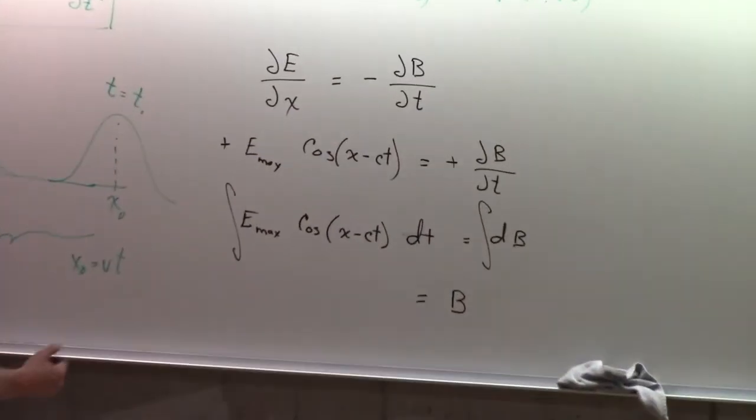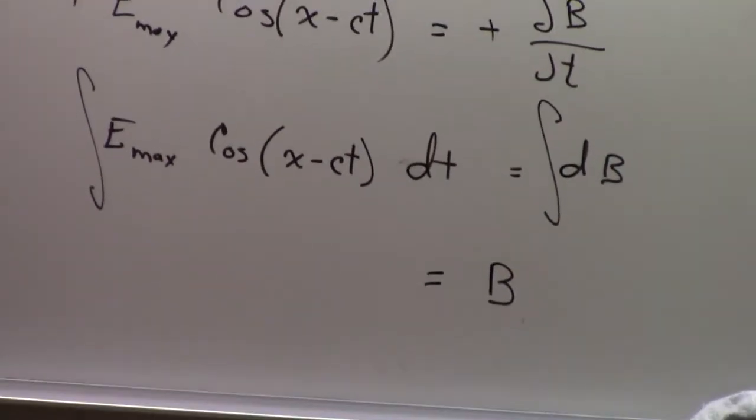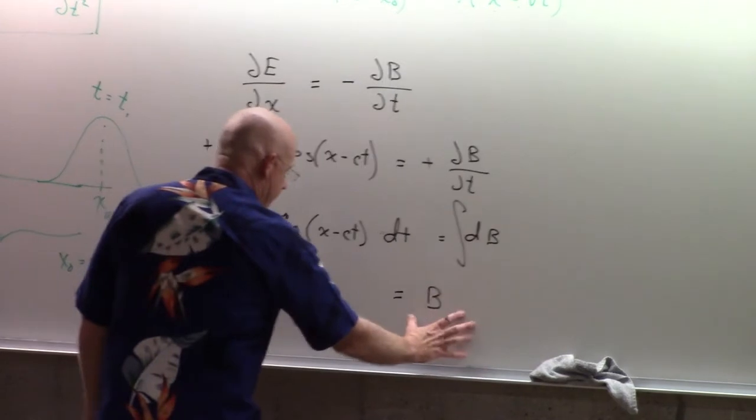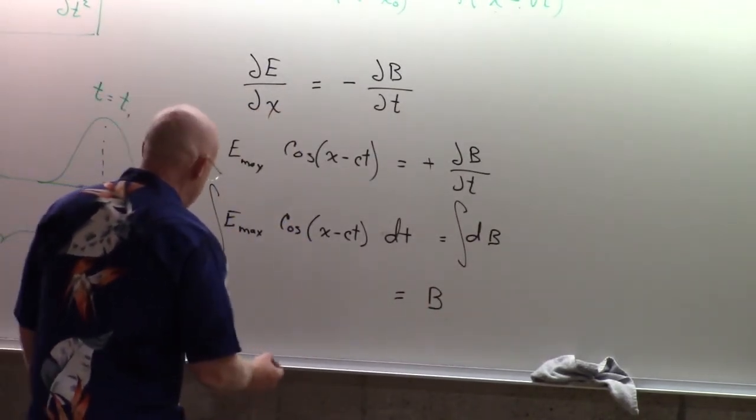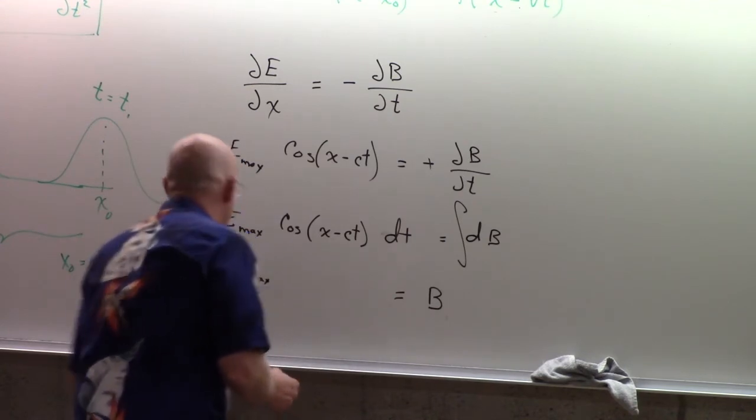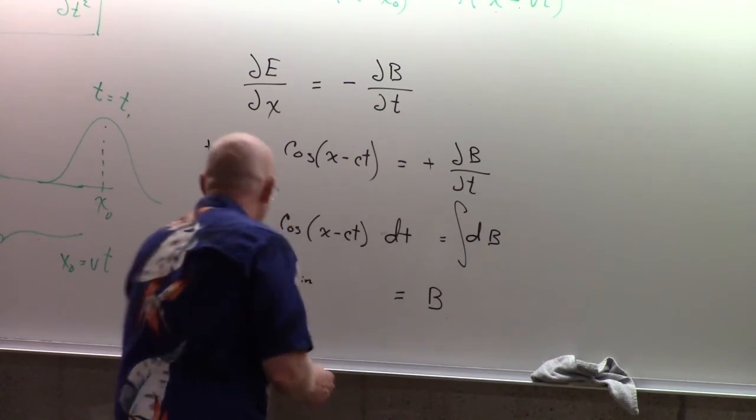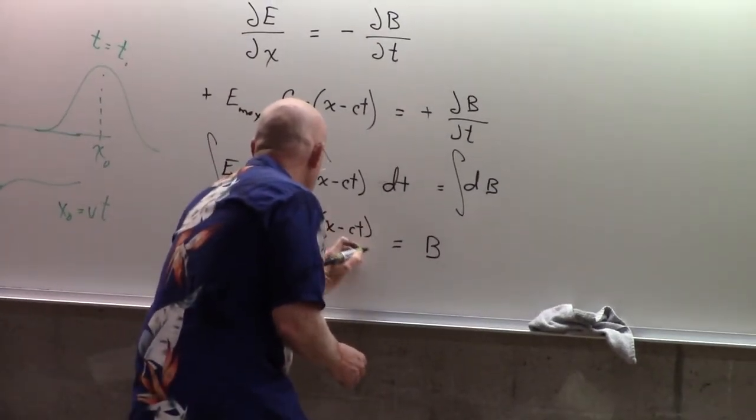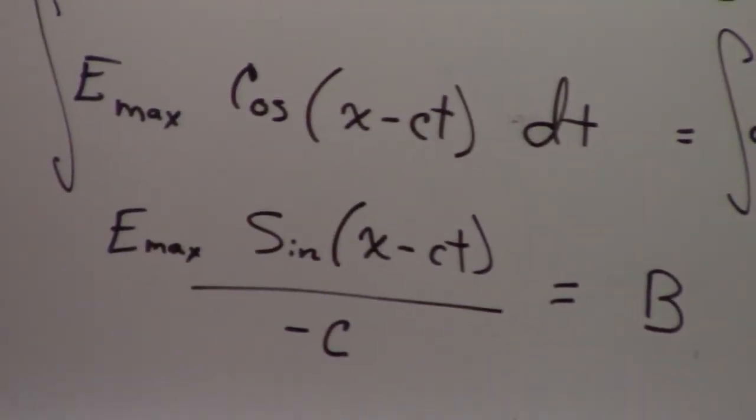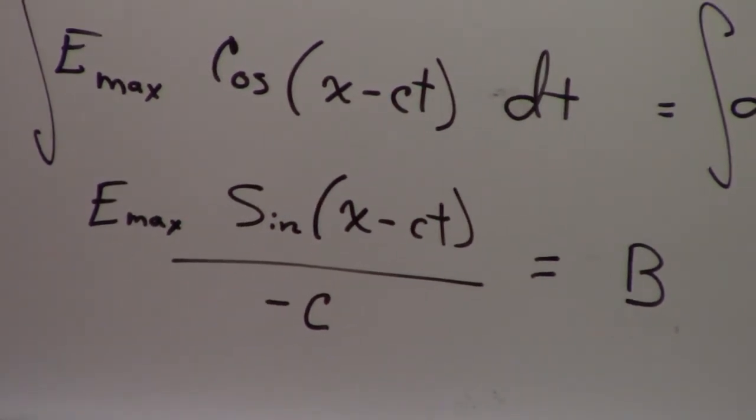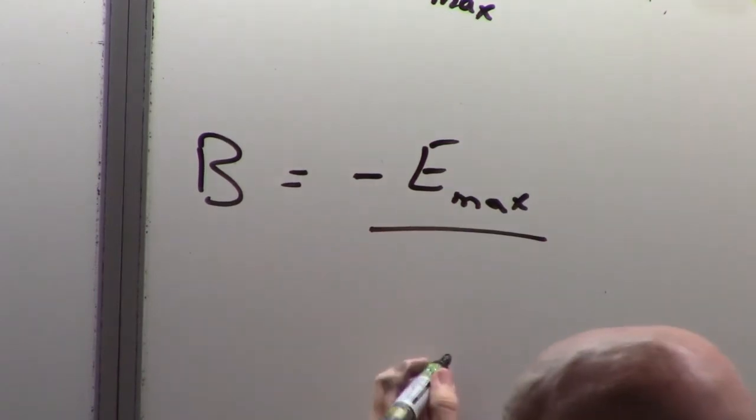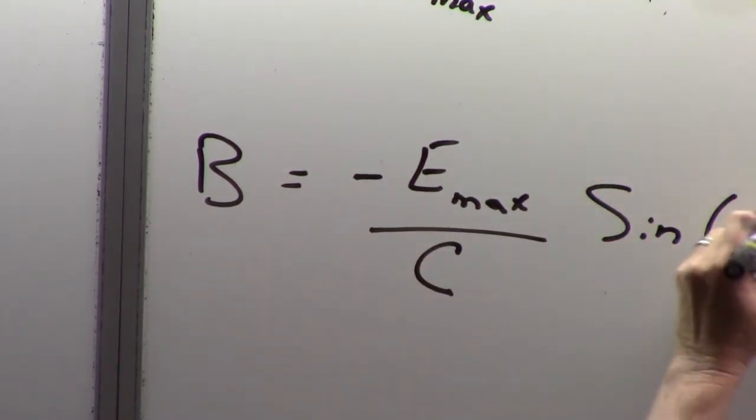And what I'm getting out of this is, if this is the electric field, what does the magnetic field look like? And so the magnetic field would then be equal, and so I have to do an integral. And so this would be E maximum. Let's see, the integral of a sine is a cosine, but the chain rule should give a negative c. And so I would have something that looks like this. If this is the electric field, the magnetic field looks like minus E maximum over c sine of x minus ct.